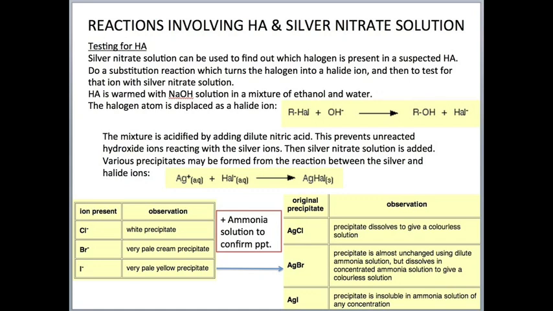There is no need to make this reaction go to completion. The silver nitrate test is sensitive enough to detect fairly small concentrations of halide ions. So the next step would be to acidify the mixture by adding dilute nitric acid, and this will prevent any unreacted hydroxide ions reacting with the silver ions. And then we add the silver nitrate solution, and various precipitates may be formed from the reaction between the silver and the halide ions, as represented here. And depending on what we observe, we can then determine which halide ion is present.